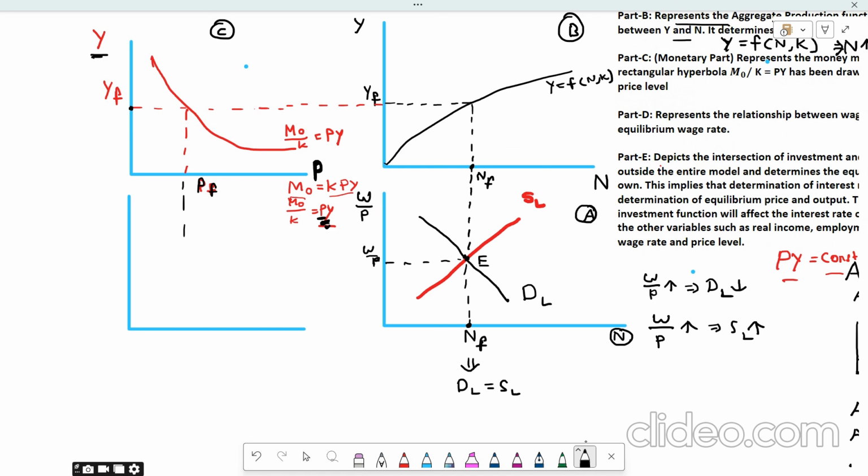Now this price will be taken into consideration in part D, and this real wage of part A will again come into consideration in part D.